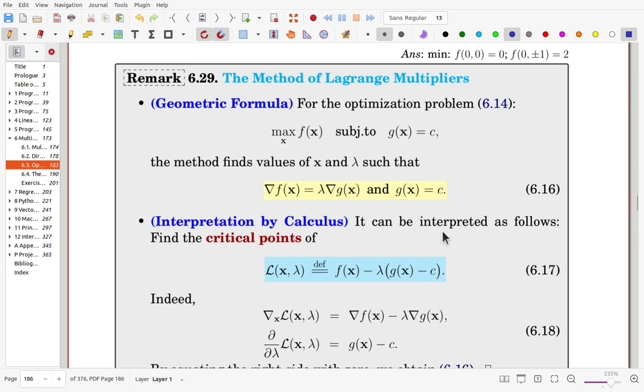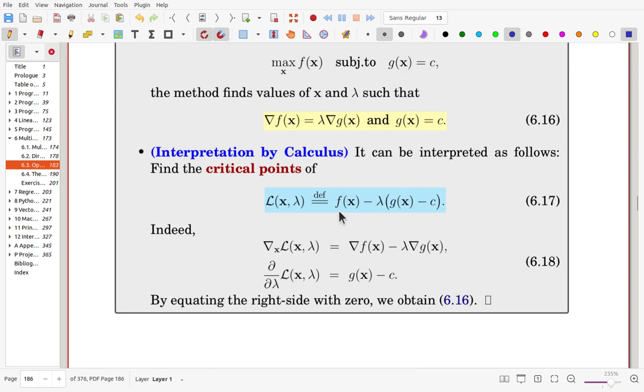Now it can be interpreted as follows. Find the critical points of this function: f of x minus lambda times g of x minus c. So start with that function. In the theory of optimization, it is called the Lagrangian.